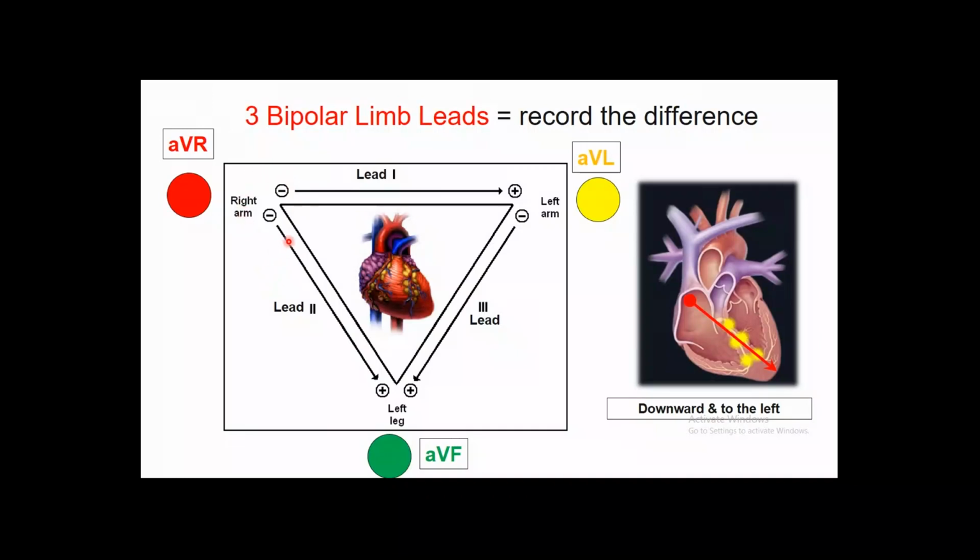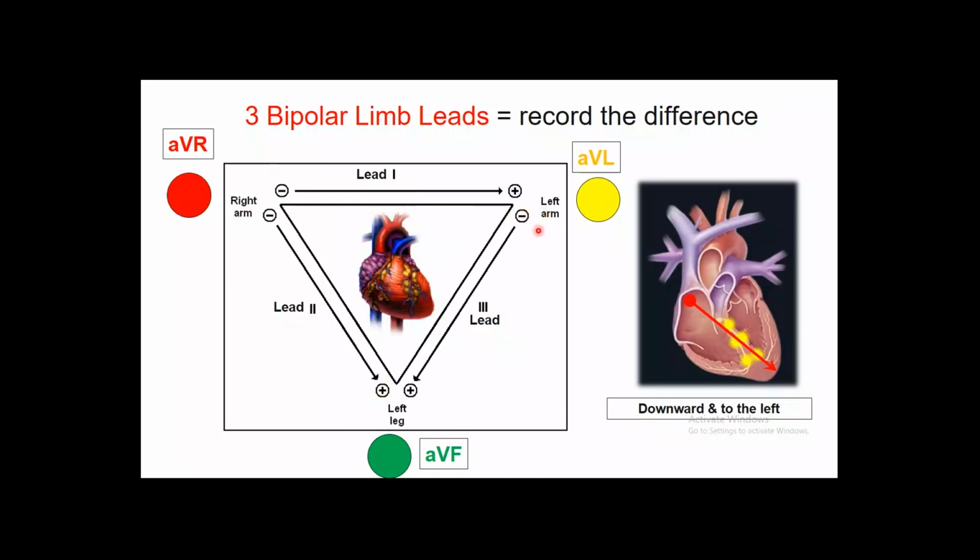So what is the explanation of these negative charges? As we just explained, the depolarization wave direction is downwards and to the left, so the right arm is relatively negative in relation to the left arm, because the direction of current is from right to left, and also it is relatively negative to the left foot, because the direction of the current is downward. So the right arm is negative in relation to the left arm and left foot.